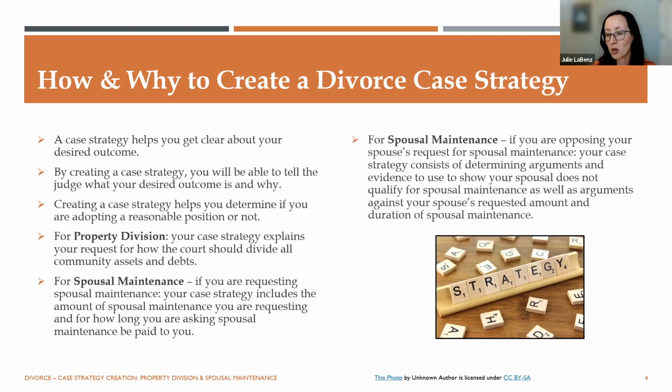Now, if you are the opposing party and you are opposing your spouse's request for spousal maintenance, then your strategy consists of determining arguments and evidence to use to show your spouse does not qualify, as well as arguments against your spouse's requested amount and duration. So obviously, if you're opposing, you're going to be looking for evidence to support your opposition. Whereas if you're requesting it, then you're looking for evidence to support your request. And keep in mind that the court is going to want you to figure out how much spousal maintenance you're asking to be paid and for how long.